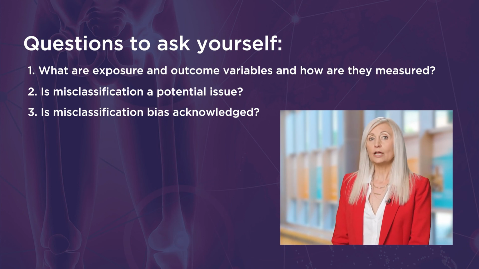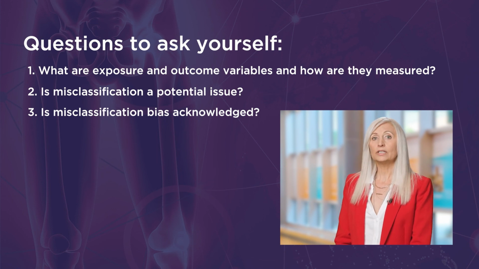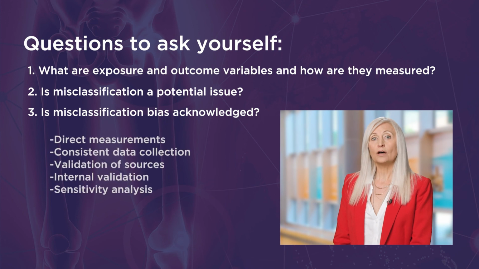Several techniques can be used to control or account for misclassification bias, including but not limited to use of direct measurements. Ensure data collection is performed using consistent methods. Use multiple sources of information to validate each other. Adjust estimates using an internal validation study or sensitivity analysis. And finally, if misclassification is likely and it is not corrected for in the statistical analysis, it should at least be acknowledged as a limitation of the study.